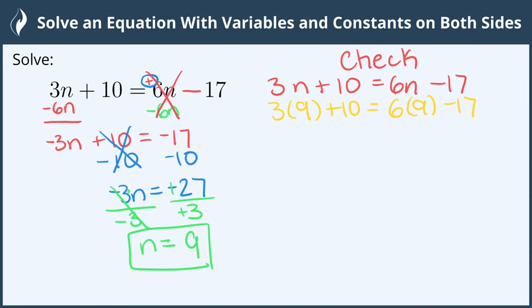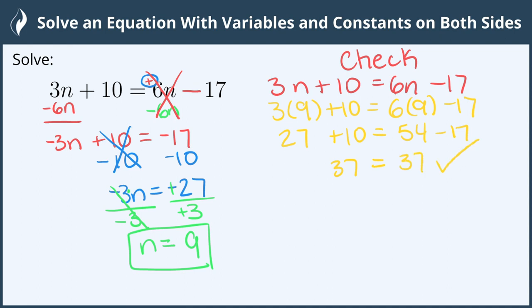Using the order of operations, we must multiply first. 3 times 9 is 27, and 6 times 9 is 54. Now we can go ahead and add and subtract. 27 plus 10 is 37, and 54 minus 17 in my calculator also gives me 37.